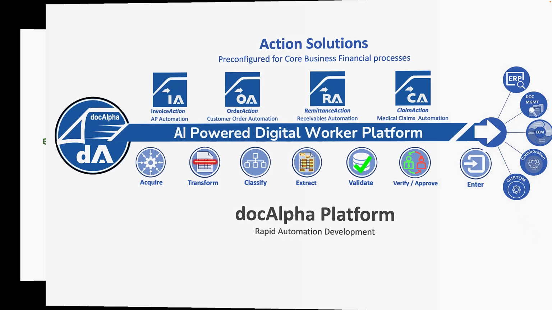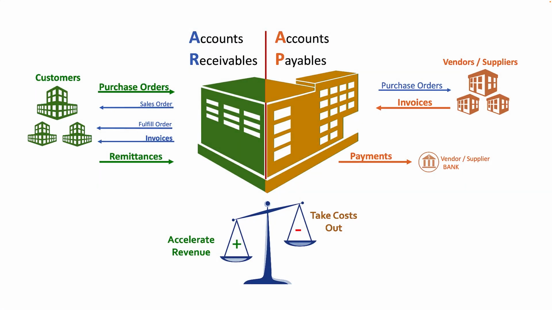We did this because as businesses are looking to accelerate order-to-cash revenue while taking costs out, these action solutions specifically address the financial functions of a business, processing orders, remittances, invoices, and now with Artsyl Pay, payments automation, which is also covered in another video.